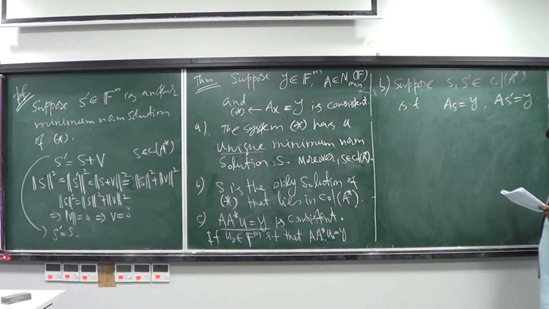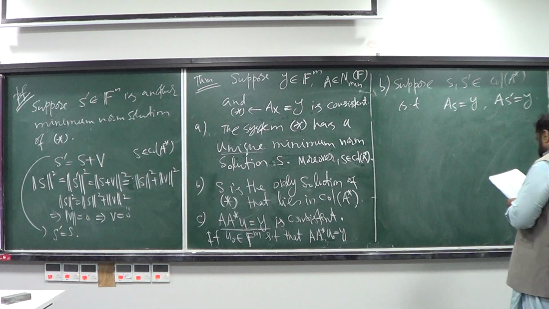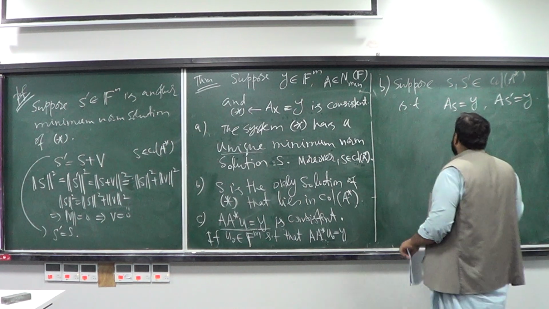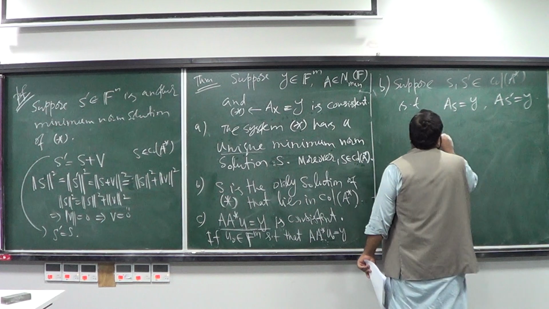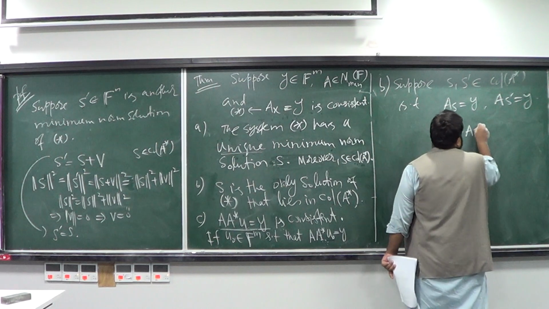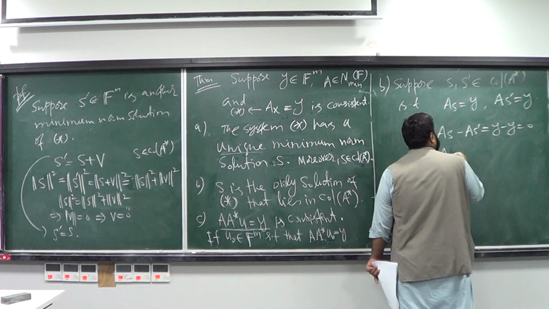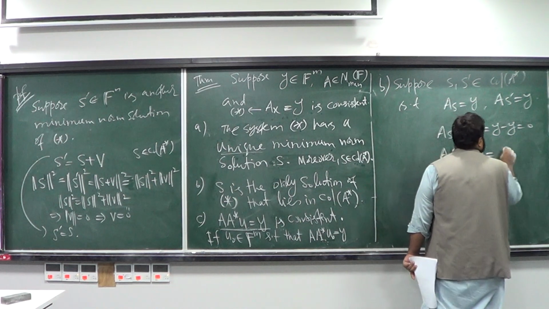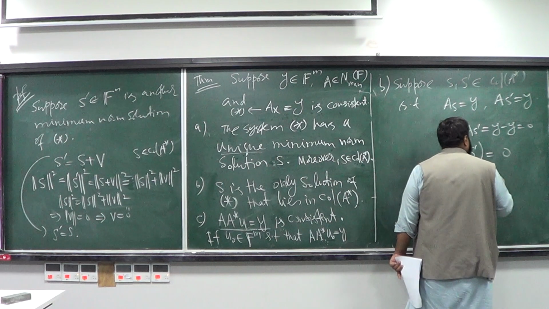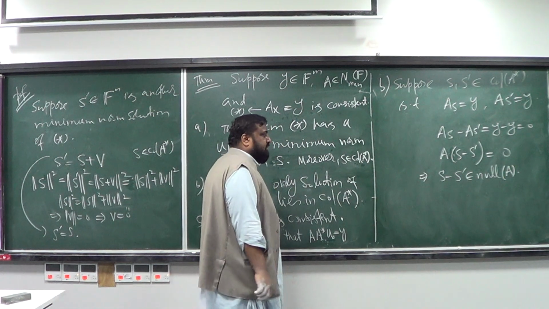Now, here is something interesting. By the way, if I subtract these two equations, what does this show? That AS minus AS prime would be y minus y, equal to 0. So therefore A times S minus S prime must also be 0. So this means that S minus S prime must belong to the null space of A.